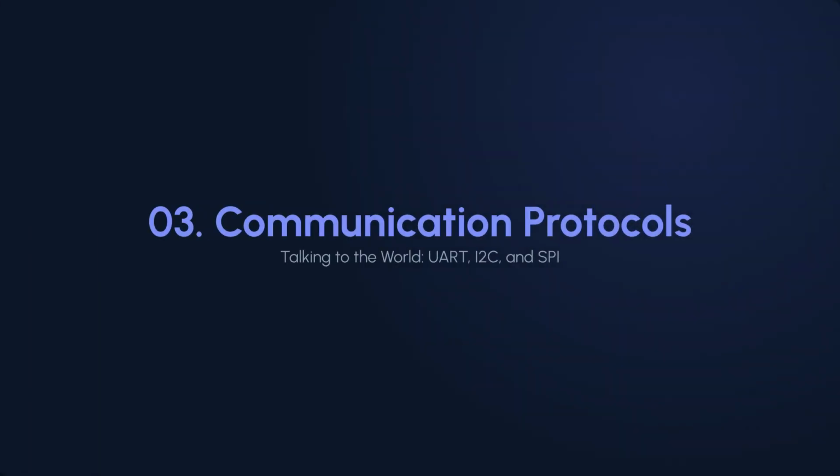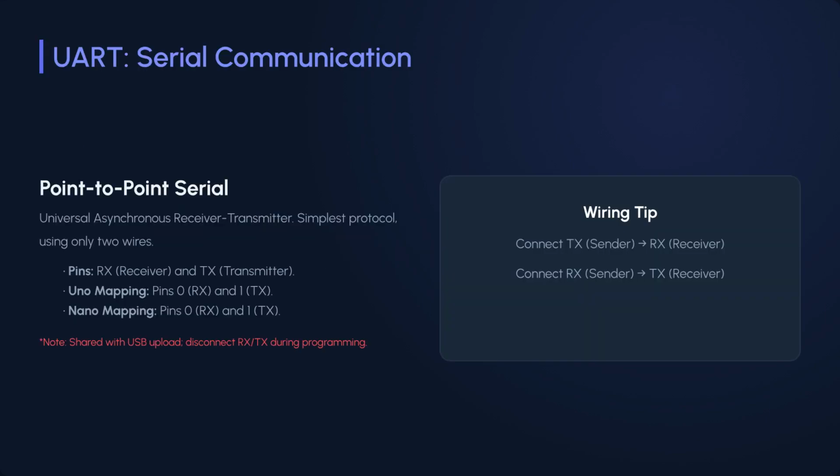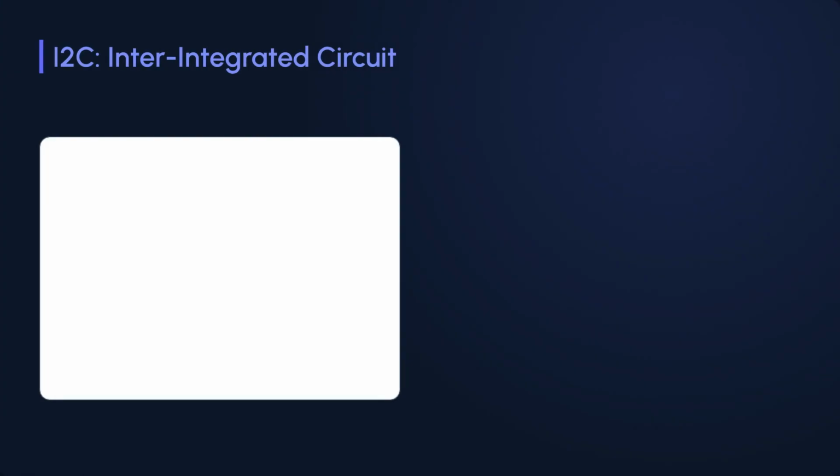Next, we'll explore communication protocols, including UART, I2C, and SPI, which allow the Arduino to interact with other devices and the world. UART is the simplest point-to-point serial communication, using just 2 wires, RX receiver and TX transmitter. Remember to cross-wire them, TX to RX and RX to TX.